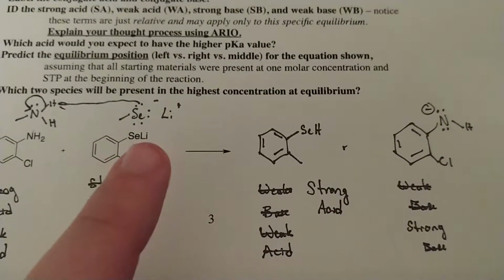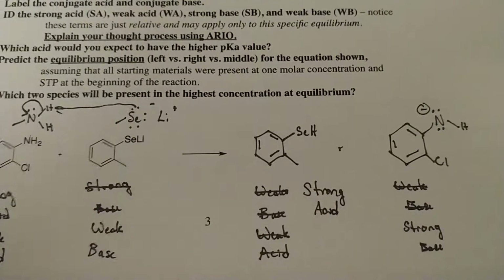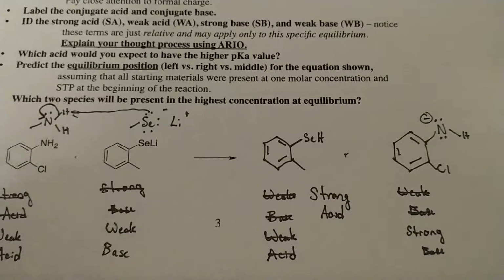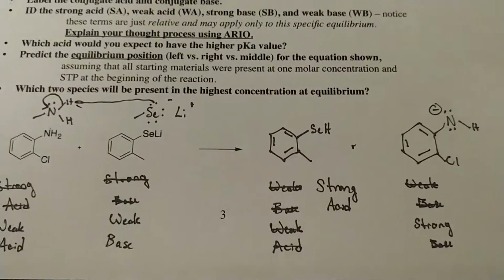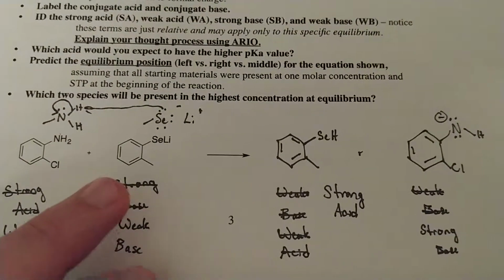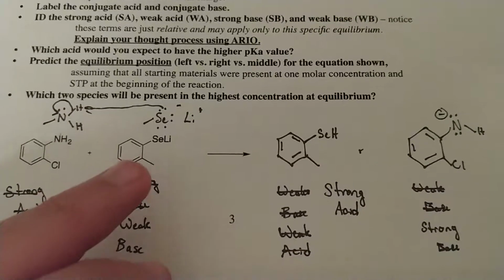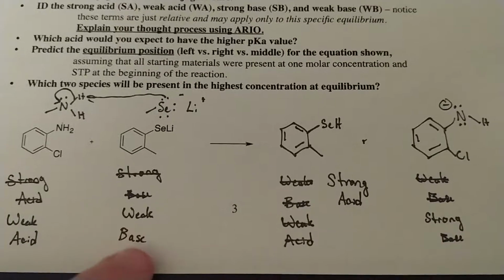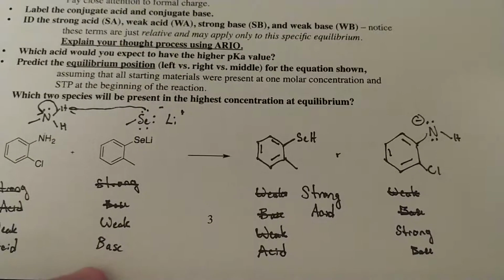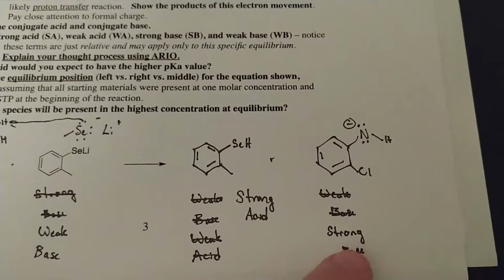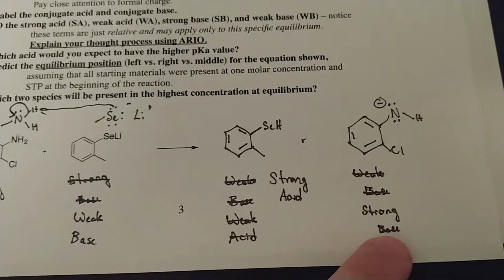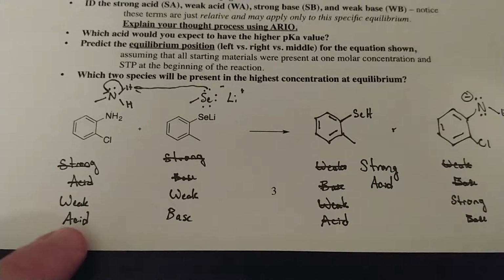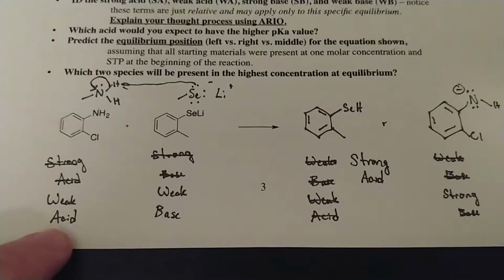But what we have to understand is that selenium is a much bigger atom. Thus, the negative charge present on it is able to be spread out over a larger volume. And thus, it is actually more apt to handle a negative charge, making it a more stable base and thus a weaker base. With this being a weak base, this nitrogenous base must actually be the strong base. Now, knowing that this is the strong base, we can conclude that this is in fact a weak acid.